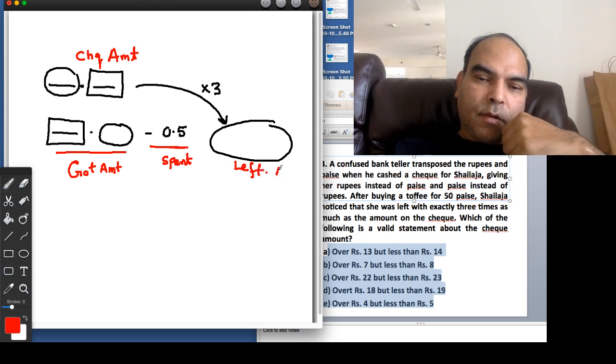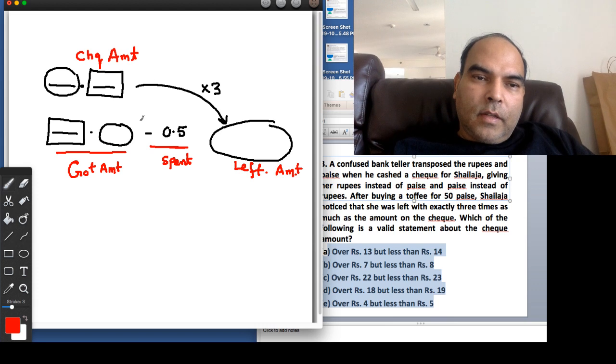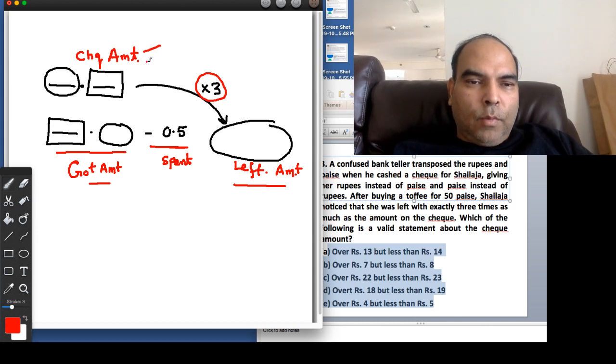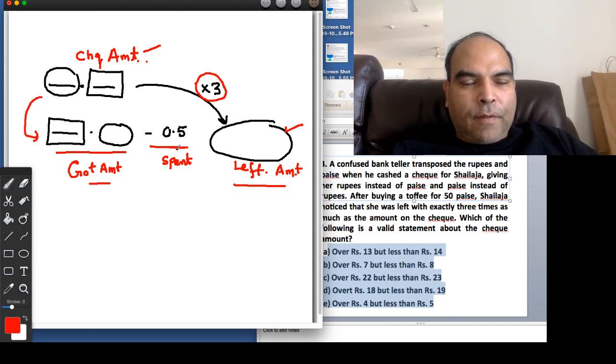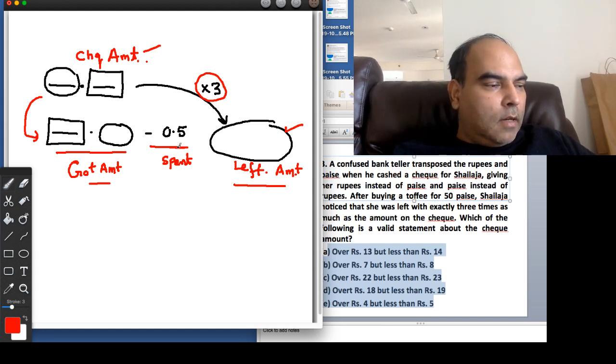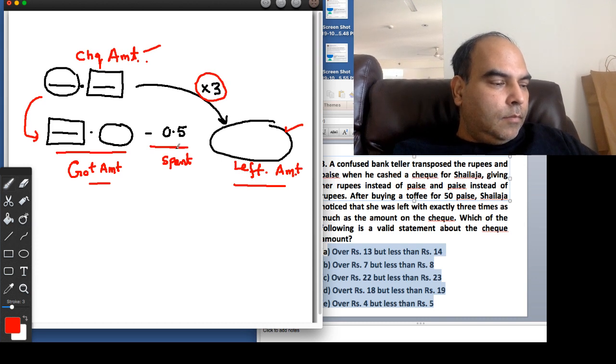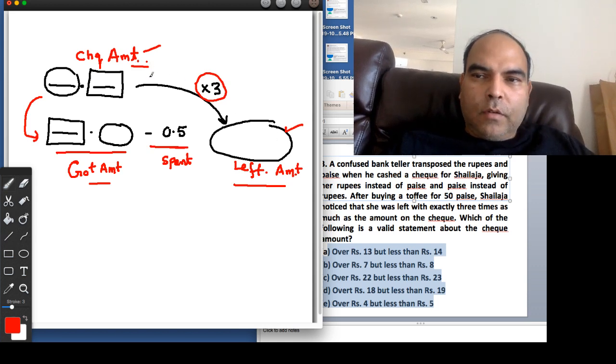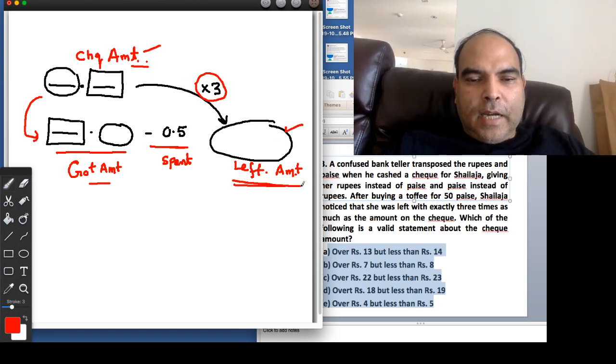And the relationship, the 3 variables here: the check amount, the got amount, and the left amount. And the relationship between the check amount and the left amount can be accessed through two routes. You multiply the check amount by 3, you'll get the left amount, or you convert the check amount into the got amount and you subtract 50 paise from that, and you get the left amount, which is basically 3 times the check amount.